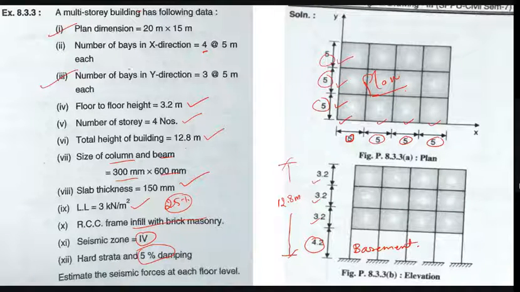Just see the question once more. He has given the plan. And he has given the bays in x direction and y direction. He has given the number of floors, floor heights, etc. Size of the columns he has given. So one thing is that here he has not given a dead load. So you have to calculate the dead load, and he has given the live loads. So we will go for the calculations.